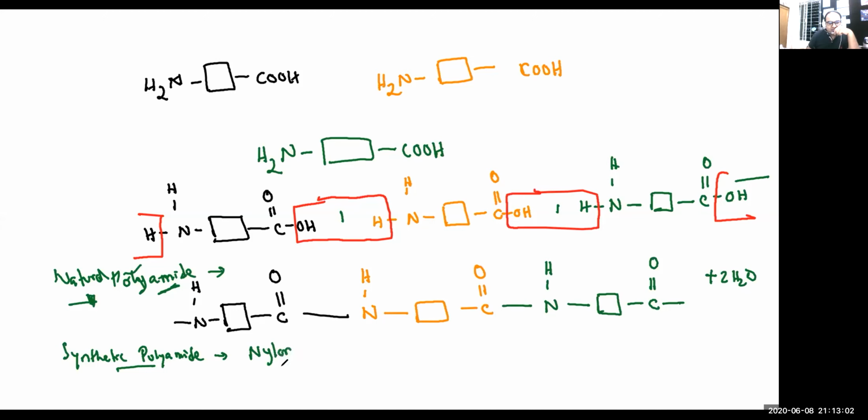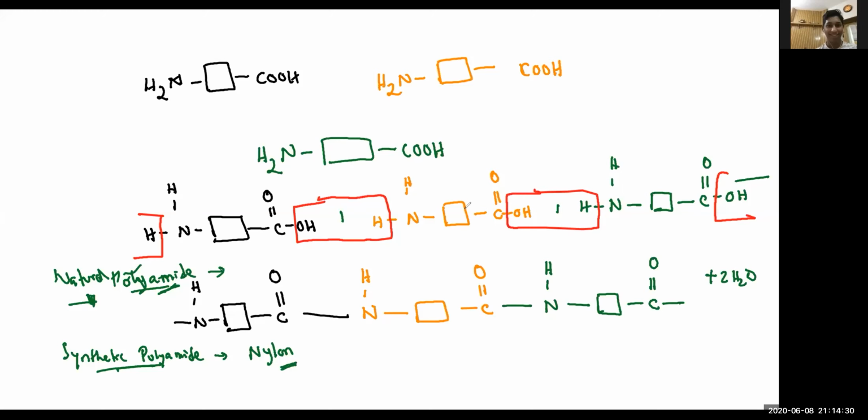So now the question is, just by looking at the structure, how would you know which one is a natural polyamide and which one is a synthetic polyamide? Sir, nylon has two monomers, so the boxes will be different, and in proteins there is only one monomer. Shabash. So Devashree is the winner.